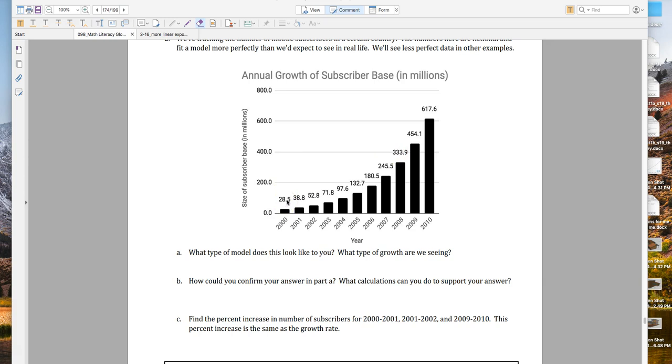The amount that it increases is probably not the same. This is looking like a 10 million subscriber increase. By the time we get over here, it's just under 100 million subscriber increase, and over here it's over 100 million. So definitely this is not a linear model. A linear model has the same amount of increase every time. So what we need to find out is if this is the same percent increase, and then it might be an exponential model.